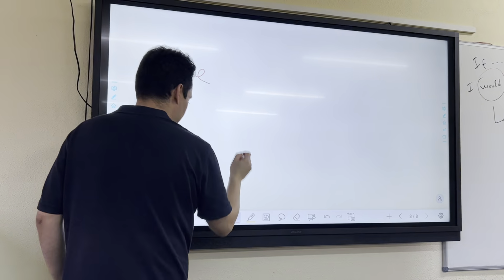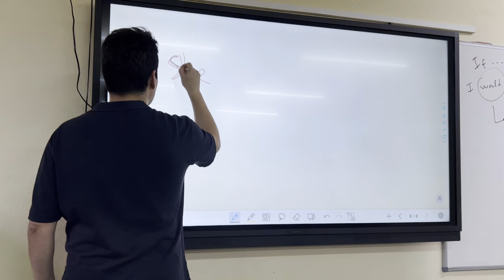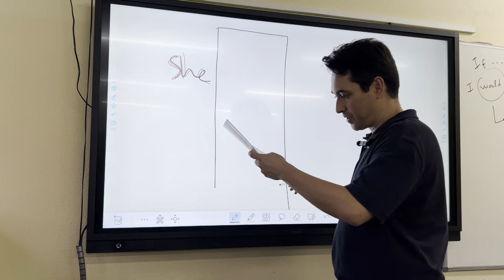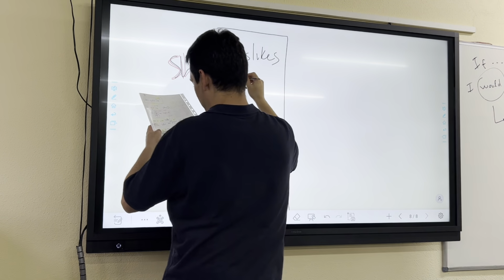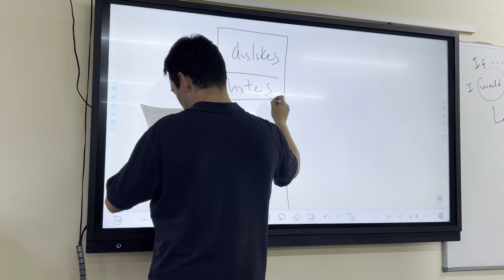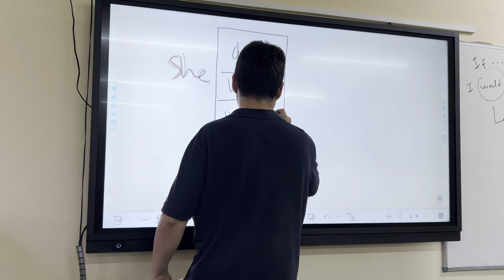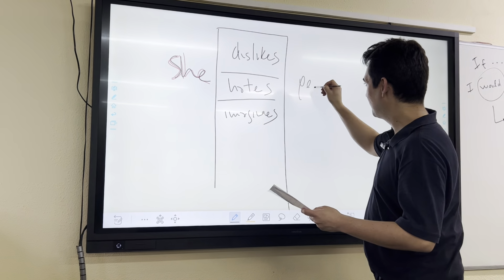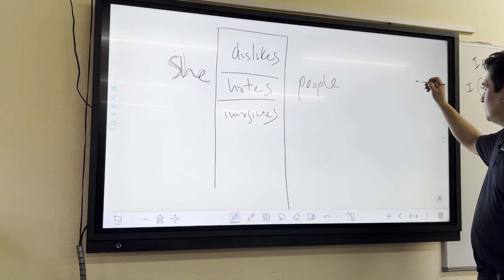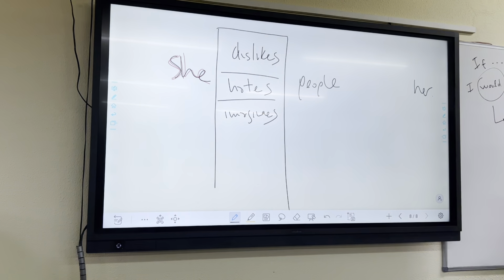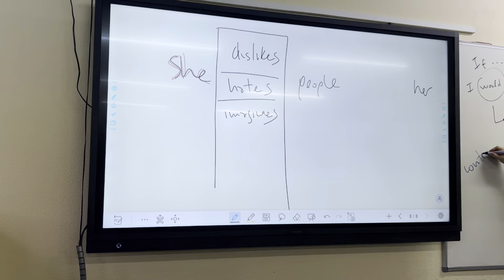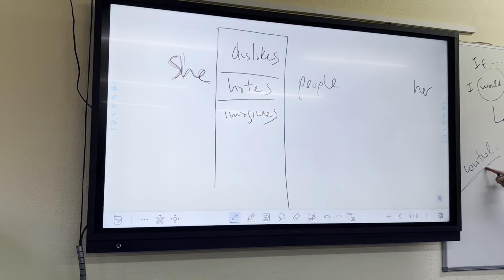She. And then a bunch of verbs that I'm going to give you. Dislikes. Hates. Imagines. People. She hates people. I'm going to give you the verb. The verb is control. So with the verb to control, again, three possibilities. Control, to control, or controlling. Infinitive with to, without to, or ing, gerund. ING, full sentence, Gabriela.